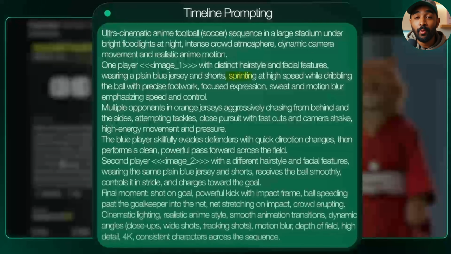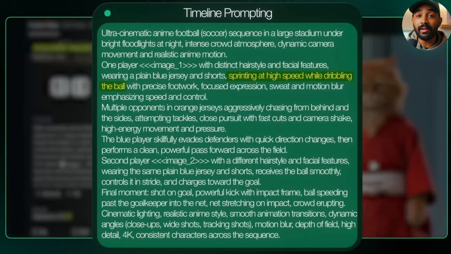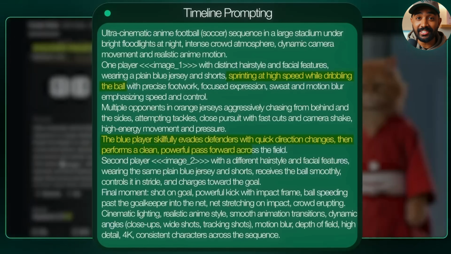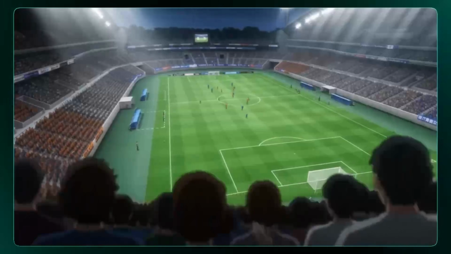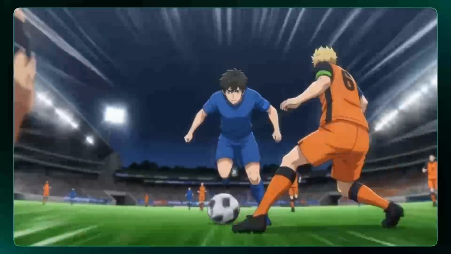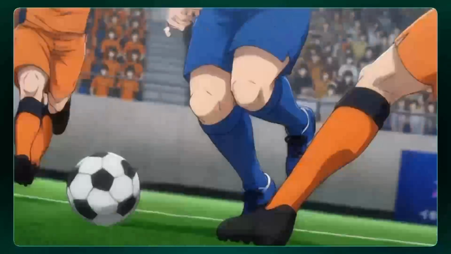Then I use a prompt where player 1 sprints with the ball, dribbles past defenders, and passes. Then player 2 receives it, charges forward, and scores. Two completely different characters, fully consistent across the whole clip, all from one prompt.